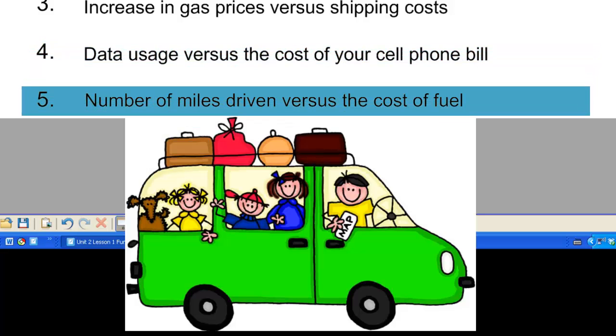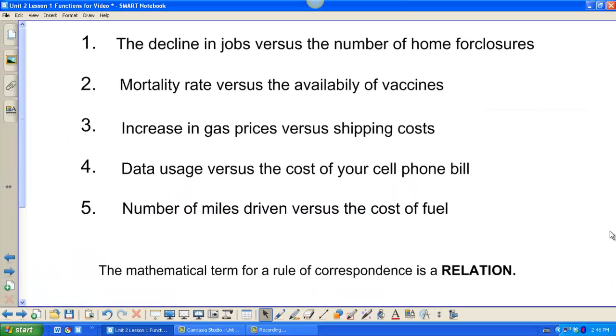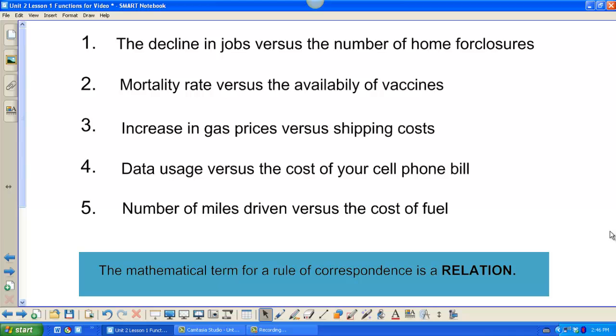Another relationship is the number of miles driven versus the cost in fuel. I went on a vacation this summer. We drove 3,500 miles. So obviously, as we drove more, our gas cost for that vacation increased because we had to buy more gas for our road trip. So the mathematical term for a rule of correspondence is a relation. We can relate anything we need to.